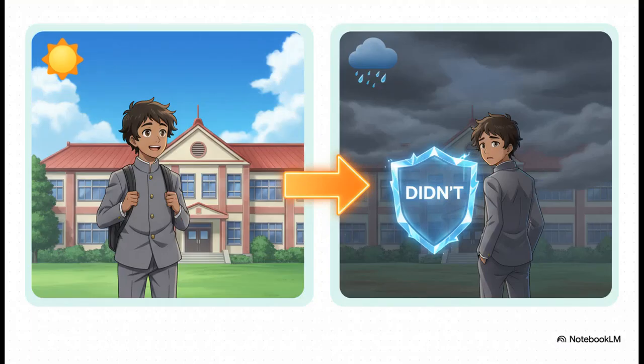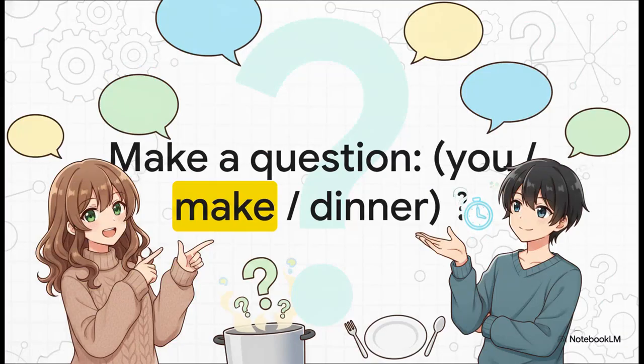Okay, now let's practice rule number 2. Let's take a positive sentence. He went to school yesterday. How do we flip that into a negative? Remember the formula. You need didn't plus the base verb. So it becomes, he didn't go to school yesterday. Perfect. All right, last one.